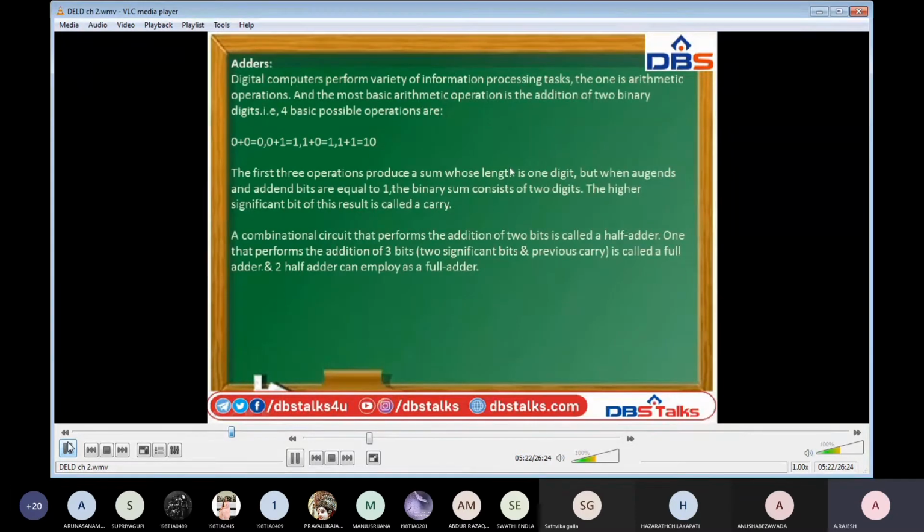In this class I am going to cover the half adder, how a half adder works and how it is designed. Digital computers perform a variety of information processing tasks. One is arithmetic operations, and the most basic arithmetic operation is the addition of two binary digits.